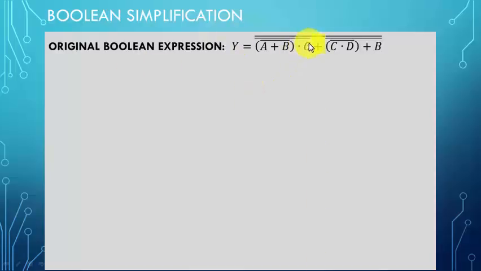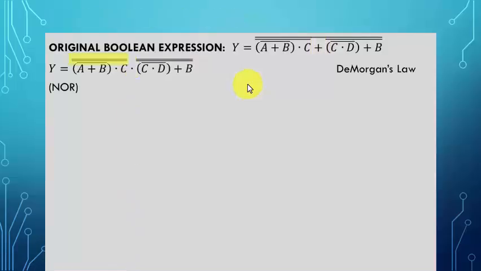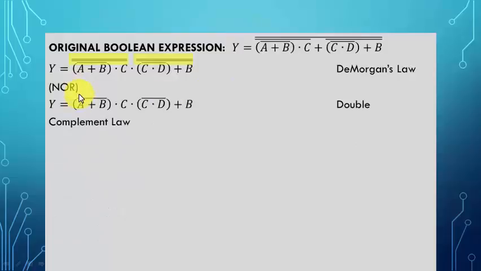So how to simplify this? First, you see a long line above everything, then maybe consider De Morgan's law. Break the line, change the sign. And after you've done that, you will see you have two lines here and two lines here. Two lines means not, not, which means yes. So because of the two lines over here, you can delete the two lines. So the circuit becomes this.